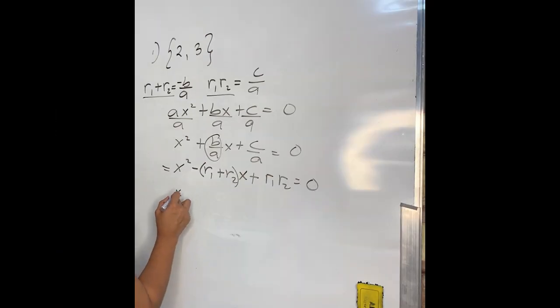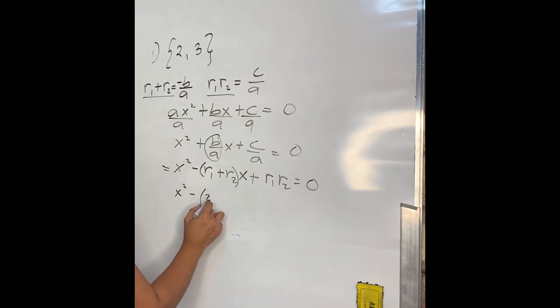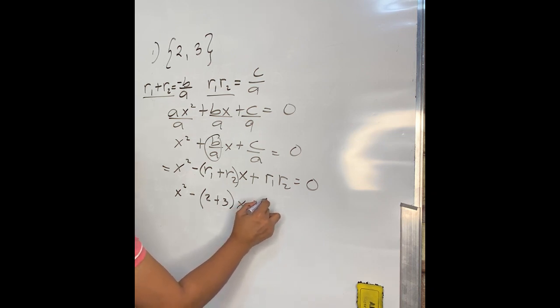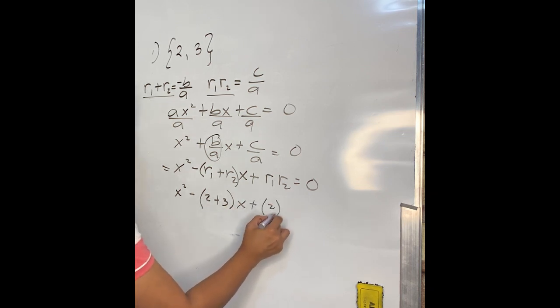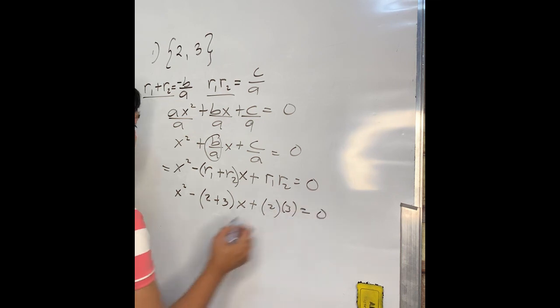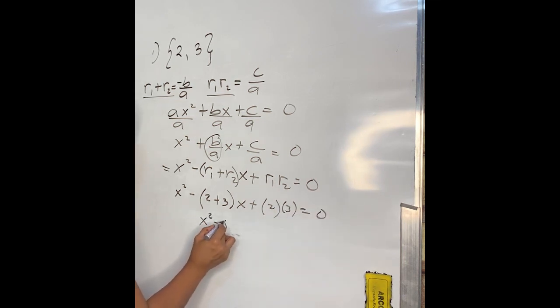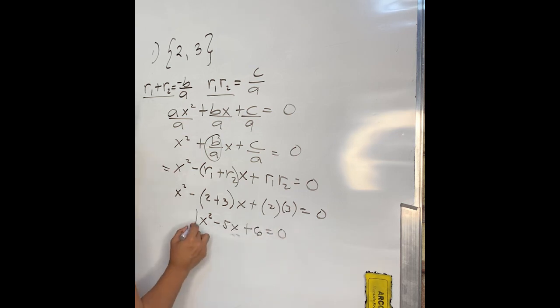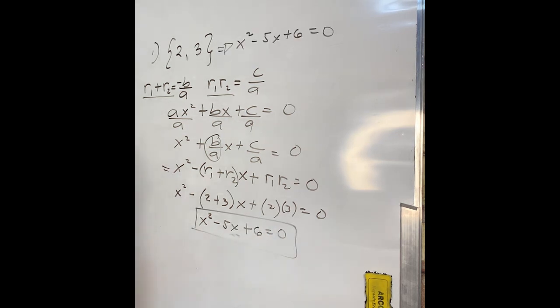Now let's substitute. X squared minus our r1 is 2 plus 3, x plus we have 2 times 3 is equal to 0. X squared minus 5x plus 6 is equal to 0. Therefore, the equivalent quadratic equation of the roots 2 and 3 is x squared minus 5x plus 6 equals 0.